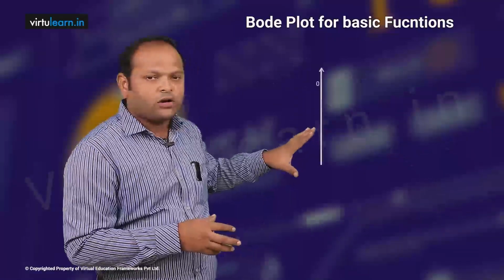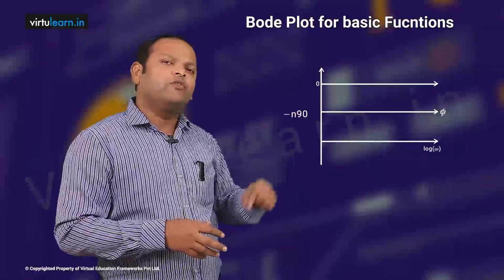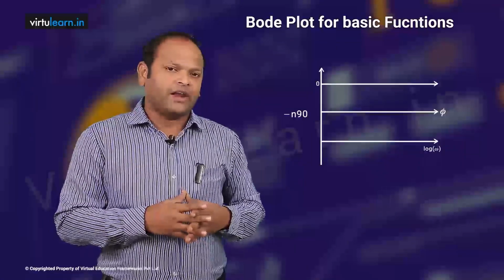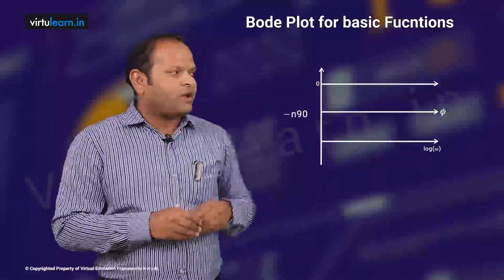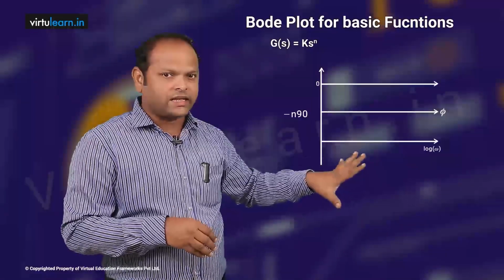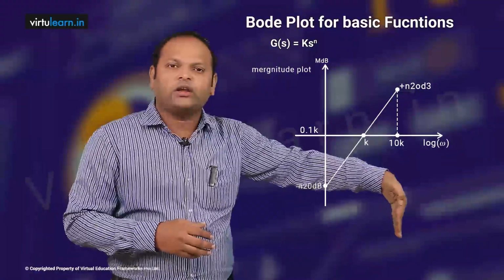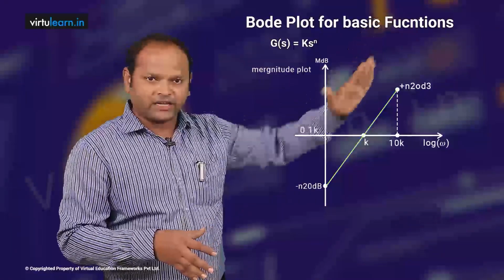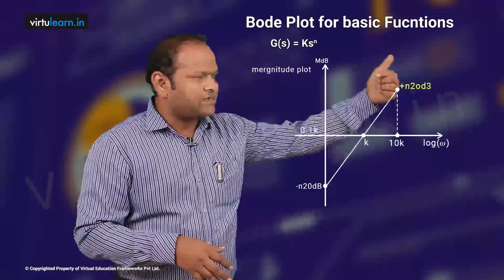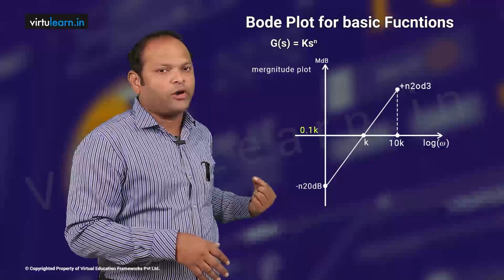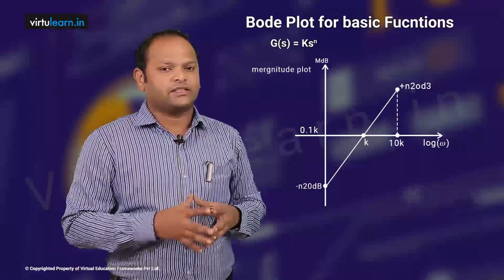Similarly, when you look at the phase plot, it is a straight line. It is independent of the omega value because we have poles at the origin. All the poles are at the origin, therefore it is always at minus n 90 degrees. Similarly, we can plot for k into s power n. The analysis is the same. Only the graph is different, because the earlier one had a graph going in the downward direction. Now in this case it goes in the upward direction, and at 0 dB I have omega equal to k, after 1 decade at 10k we have plus n 20 dB, and before 1 decade at 0.1 k, that is minus n 20 dB, and the phase plot is at plus n 90 degrees.